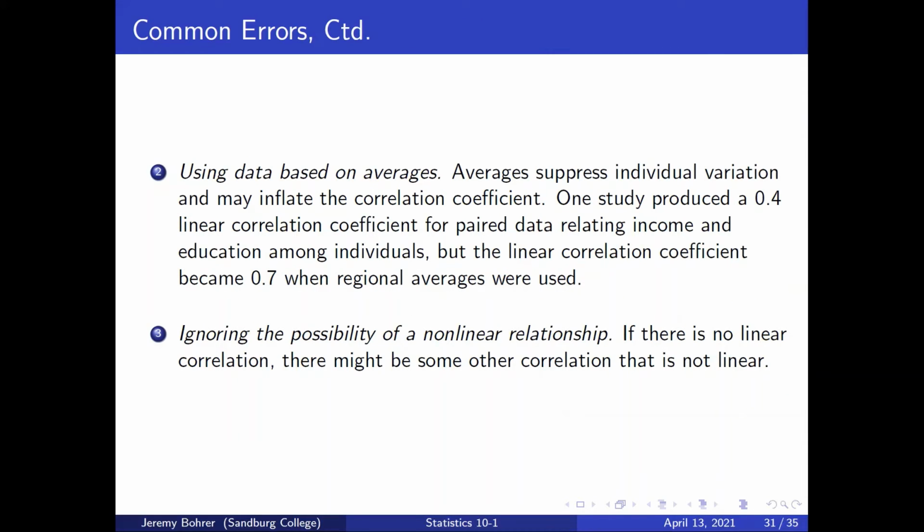Second, using data based on averages. Averages suppress individual variation and may inflate the correlation coefficient. One study produced a 0.4 linear correlation coefficient for paired data relating income and education among individuals. But the linear correlation coefficient became 0.7 when regional averages were used.